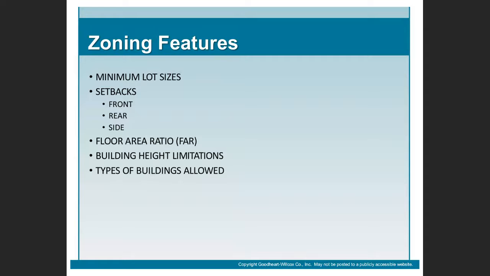So again, some of those features of zoning: the zoning will regulate minimum lot sizes, setbacks, right? How close the structure can be built to the property lines. It'll talk about the floor area ratio. Floor area ratio is how much built square footage there can be divided by the total square footage of the lot. There'll be height limitations and the types of buildings that can be allowed. So again, those are all things that are talked about in zoning.